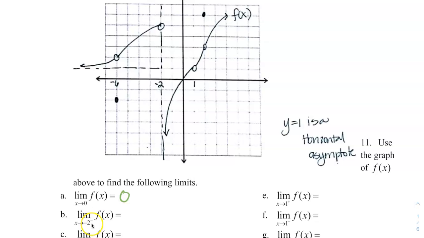B, limit as x approaches 2 from the left. So here's 2, I'm coming from the left-hand side, so we're coming from this side. It looks like it goes to 5. 1, 2, 3, 4, 5.